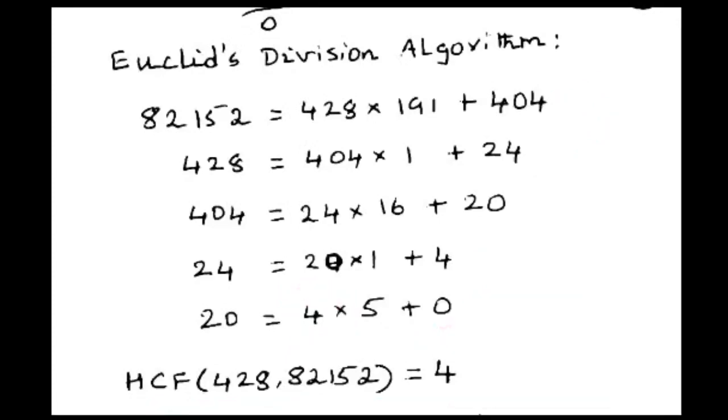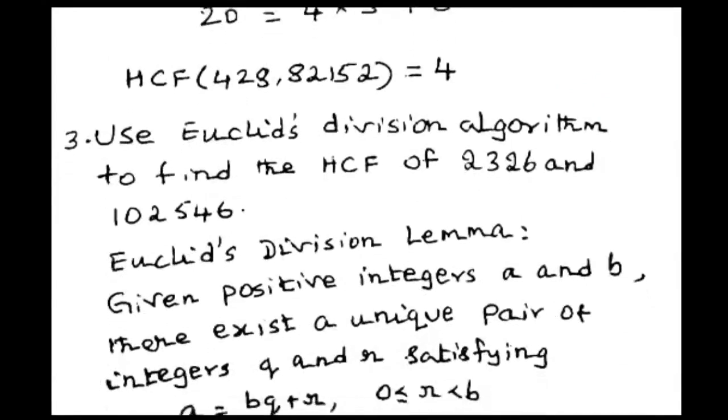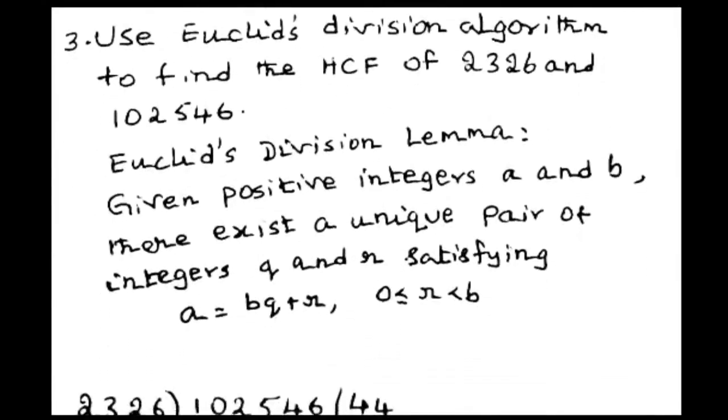Now we consider another example, another problem. Use Euclid's division algorithm to find HCF of 2326 and 102546. Two numbers are given. We have to find the HCF using Euclid's division algorithm.